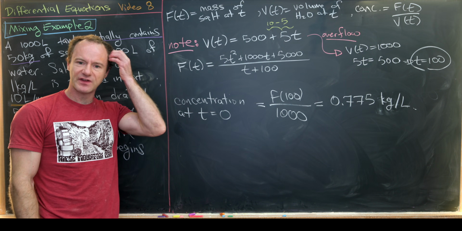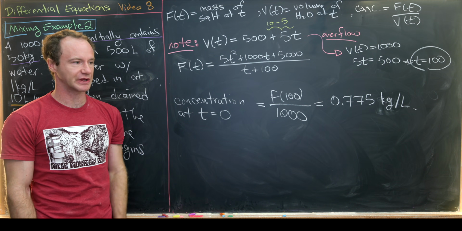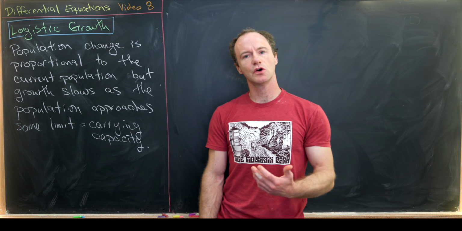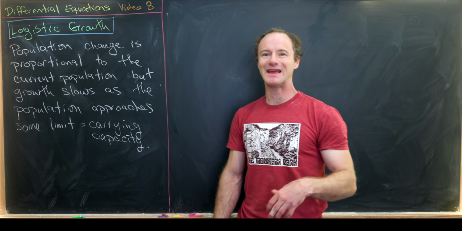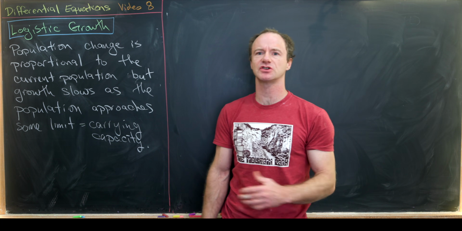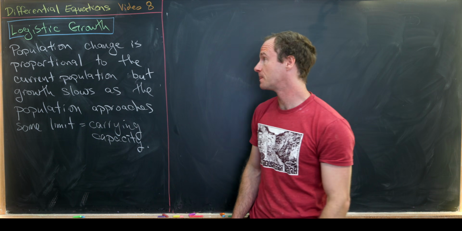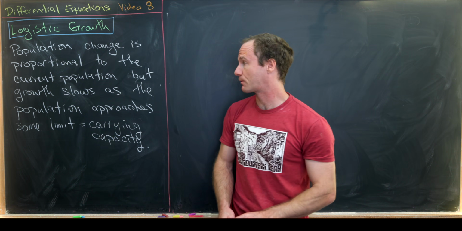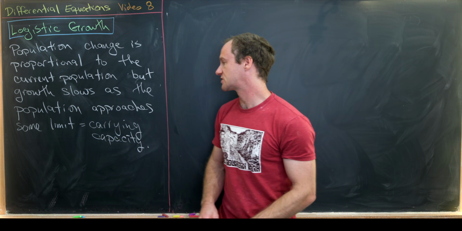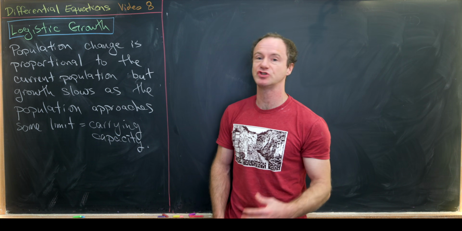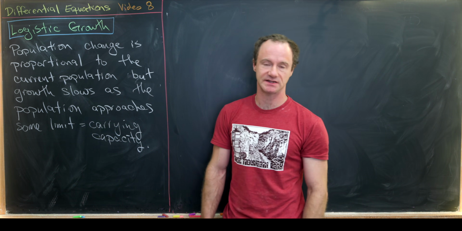Okay, so let's finish this video off by looking at an example of a first-order differential equation that models population. So we'll finish this video off by talking about logistic growth. So here's the basic idea of logistic growth. I'll put it in terms of population, but there are a number of systems that grow logistically. So population change is proportional to the current population, but the growth slows as the population approaches some limit. And that limit is called the carrying capacity.